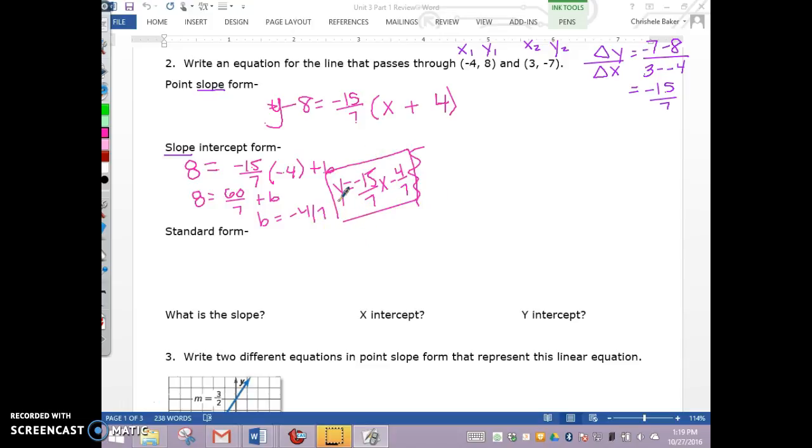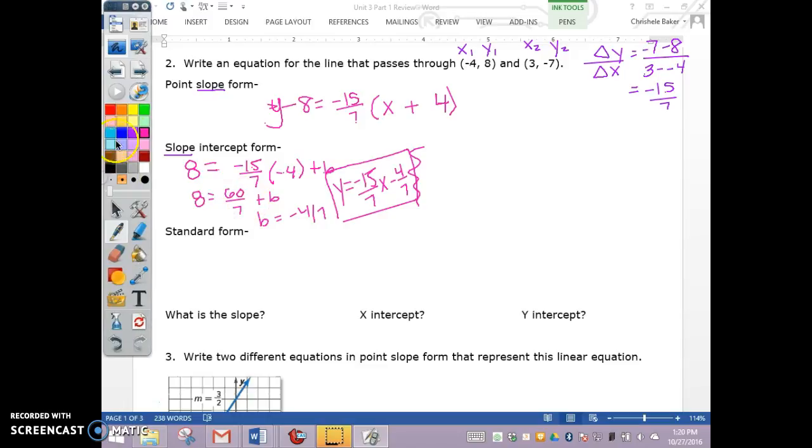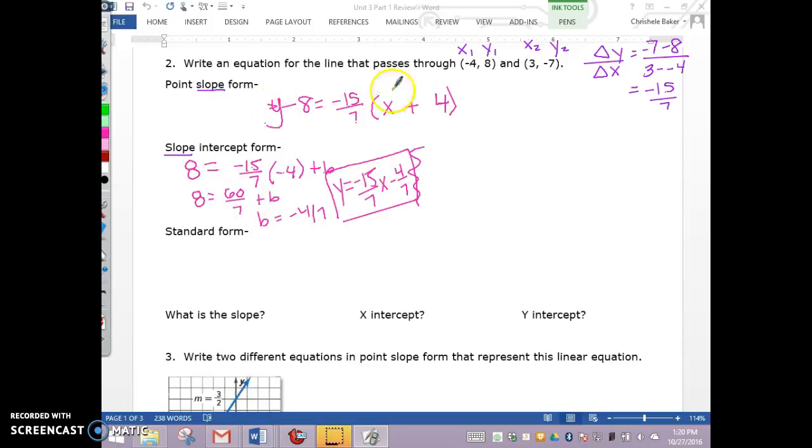There's one way to do it, and that involves fractions. That involved my calculator. I didn't know, obviously, 8 minus 60 over 7 off the top of my head. So I'm going to show you another way to do it, and that is using the point slope form.